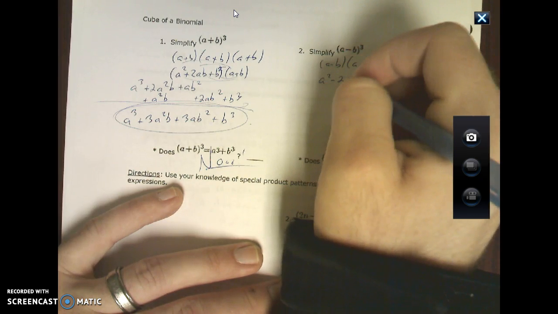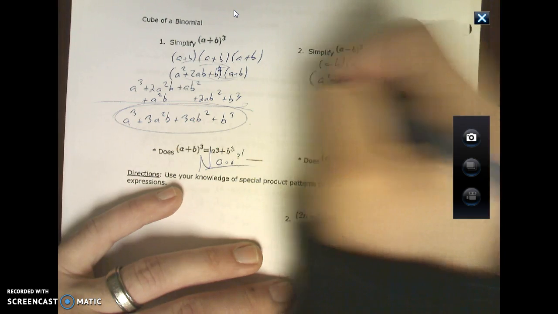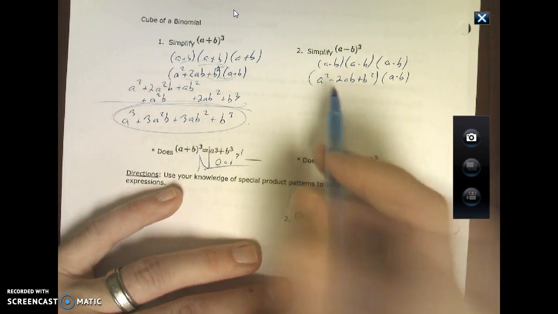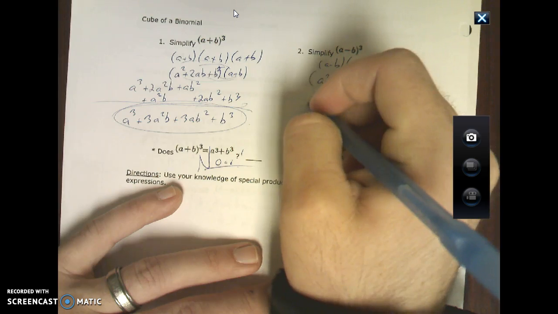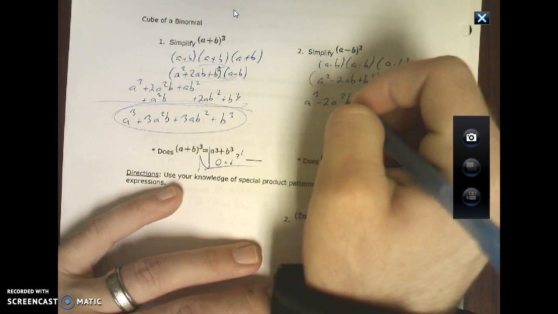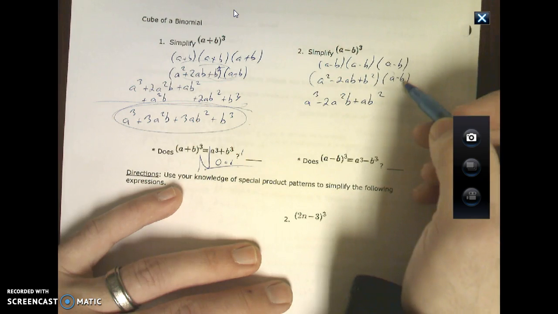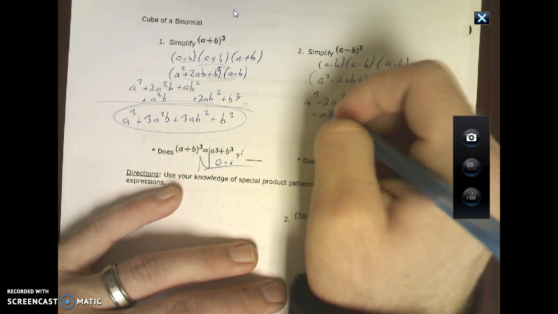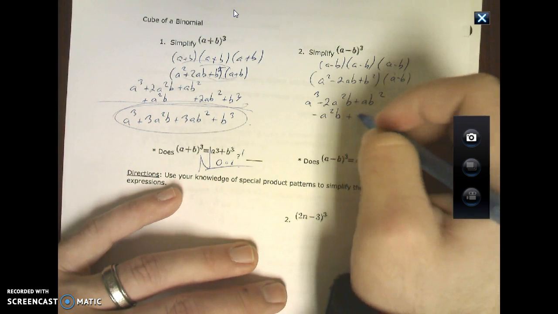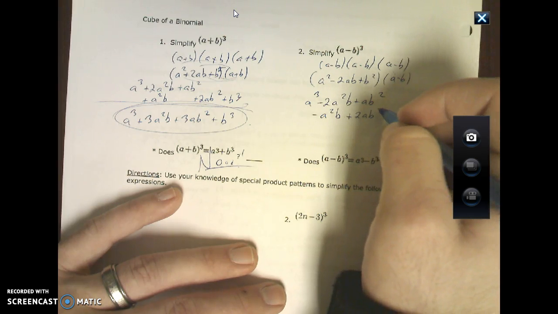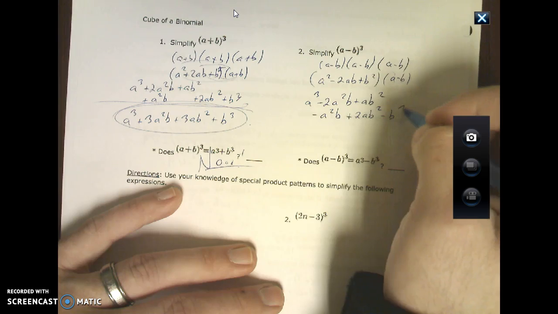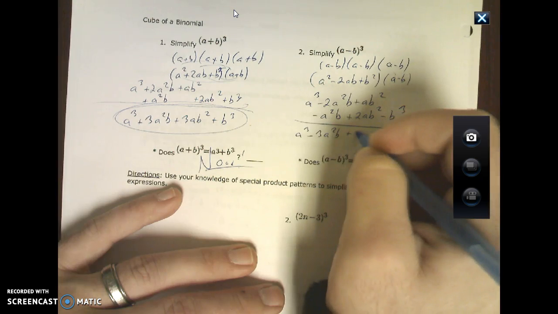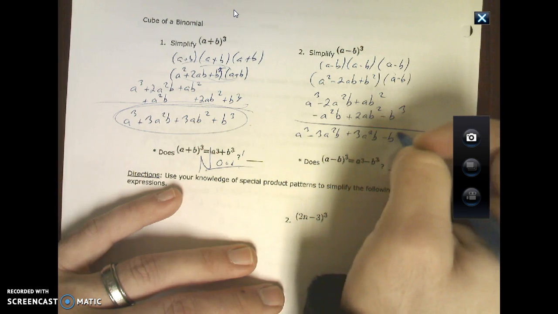Again, I have a squared minus 2ab plus b squared. The reason it's minus in the middle is because of this minus sign. How did I get that again on the back? Now I distribute the a across. A cubed minus 2a squared b plus ab squared. Now I multiply the b across. Negative a squared b plus 2ab squared minus b cubed. Okay. A cubed minus 3a squared b plus 3a squared b minus b cubed.